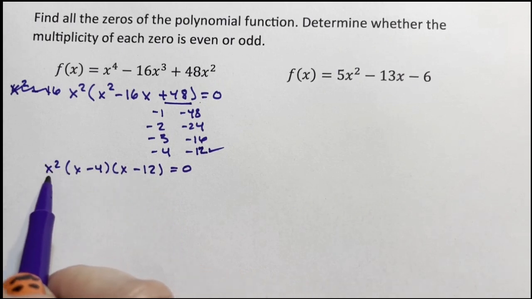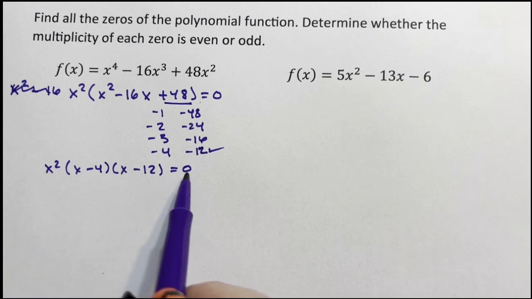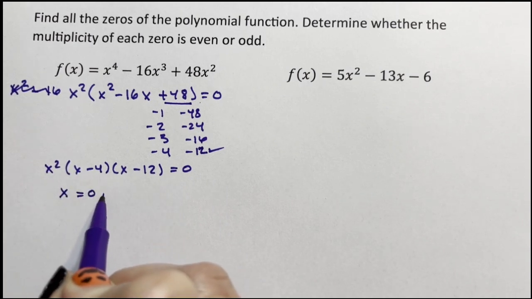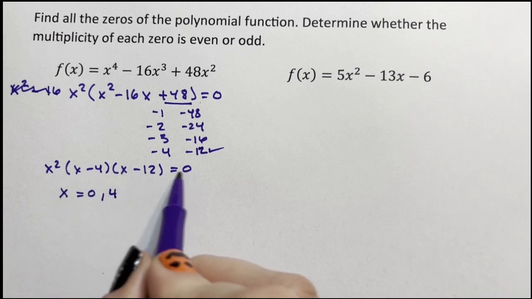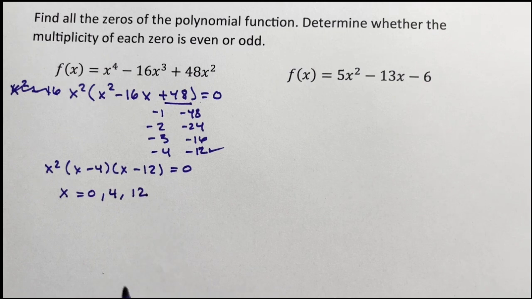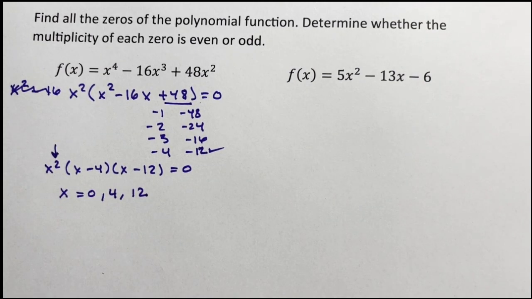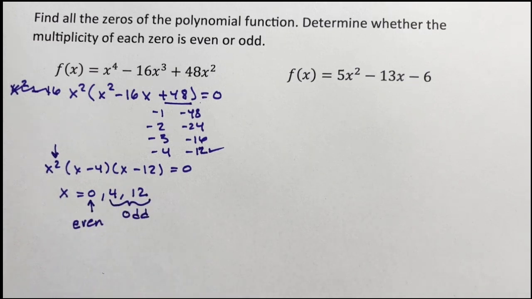So the rule of zero says if multiple things multiply to be zero, one of them has to be zero. Zero is the only number that says that. So either x is zero, x minus 4 is zero when x is 4, x minus 12 is zero when x is 12. X squared gives us two zeros. I didn't write it twice, we don't need to. But that means this is an even multiplicity, whereas these two are odd because they only appear once.